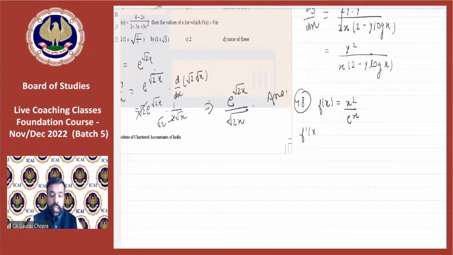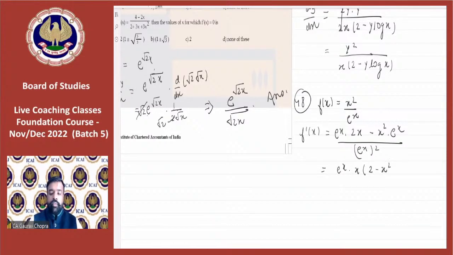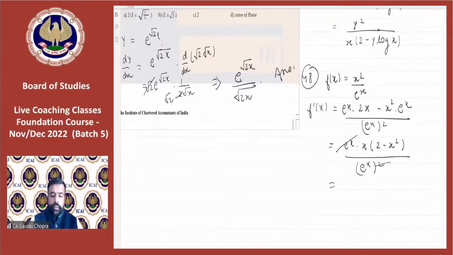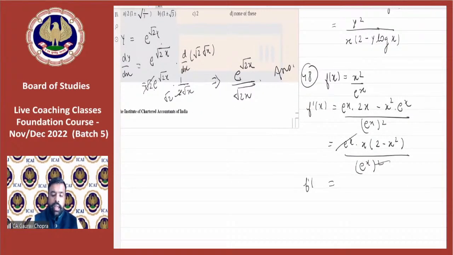So f dash x is equal to e to the power of x remains as it is, then 2x minus x square as it is, the derivative of e to the x is the same, upon e to the x whole square. Now in the numerator we can take e to the x as common, x is also common. What is left? 2 minus x, square upon e to the power of x square. Now e to the power of x can be cancelled, and the question has given the value f dash 1. So now we can calculate f dash 1.